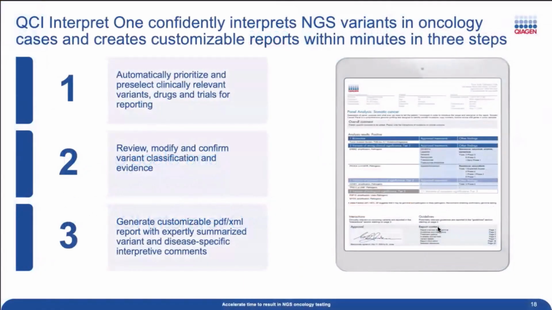These are the 3 general steps in your variant interpretation workflow within QCI Interpret 1. The first is to automatically prioritize and pre-select clinically relevant variants, therapies, and trials for reporting. The second is to review, modify, or confirm variant classification and evidence. The third and the final step is to generate customizable PDF or XML reports that contain expert summarized variant and disease-specific interpretive comments.